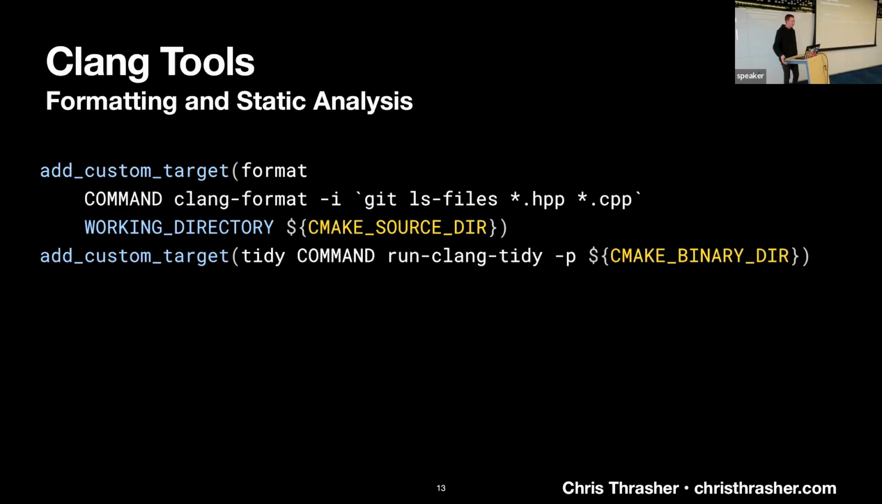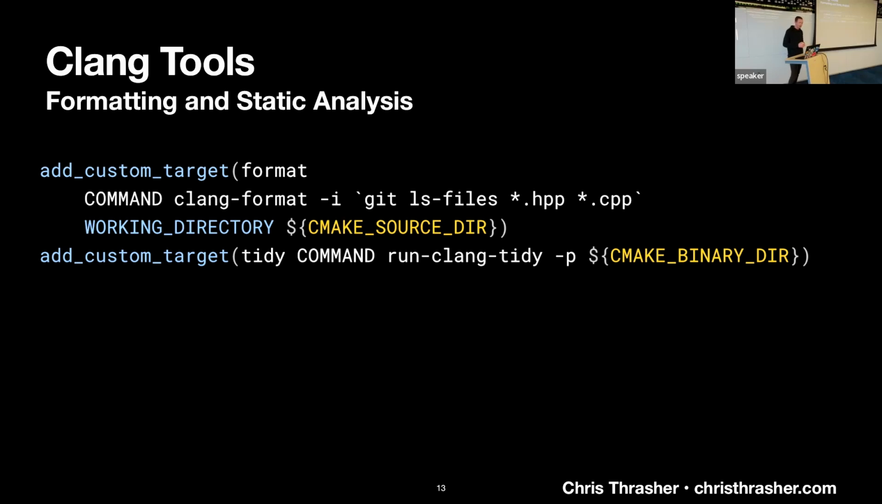I use Clang format and Clang tidy on all my projects, and the specific way that I like to use them is via CMake targets. So I use add_custom_target to have a target called format for Clang format and tidy for Clang tidy. For Clang format, I shell out, I use git ls-files to collect all the headers and source files, and I pass that to Clang format. And then I can also tell CMake to run that from the source dir. So if you build this target from anywhere, no matter where your binary directory is, it'll always run Clang format from the right directory.